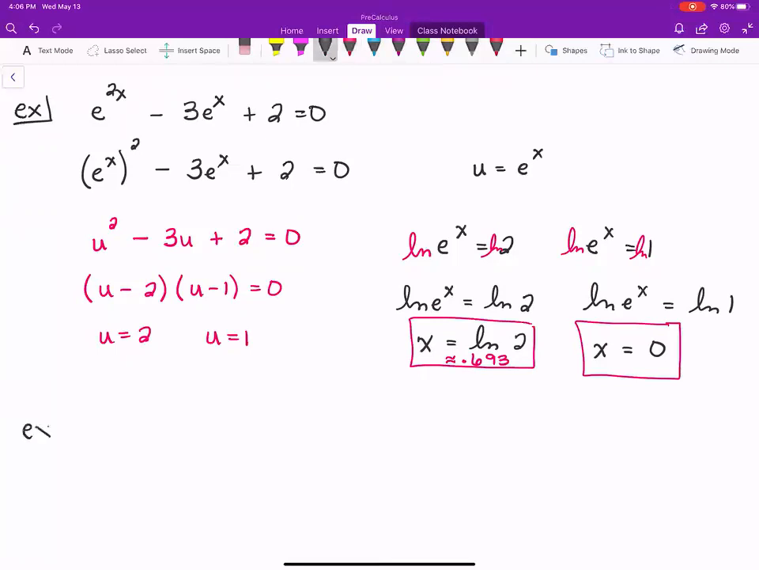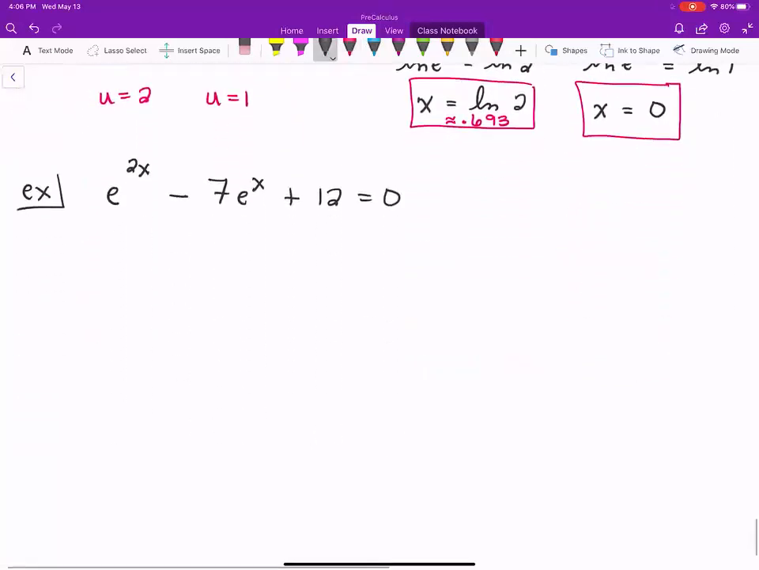Okay, so one more for you to try on your own. Solve e to the 2x minus 7e to the x plus 12 equals 0. All right, so that one you would have gotten 2 answers that were just the natural logs.